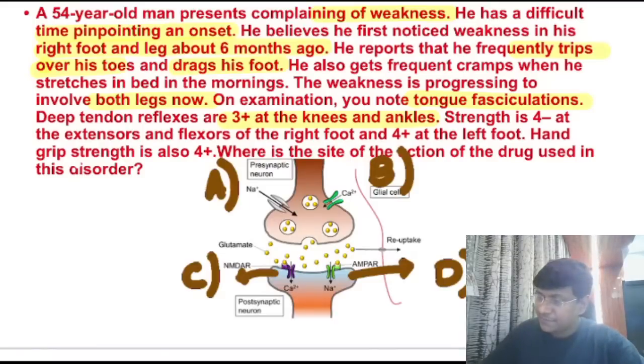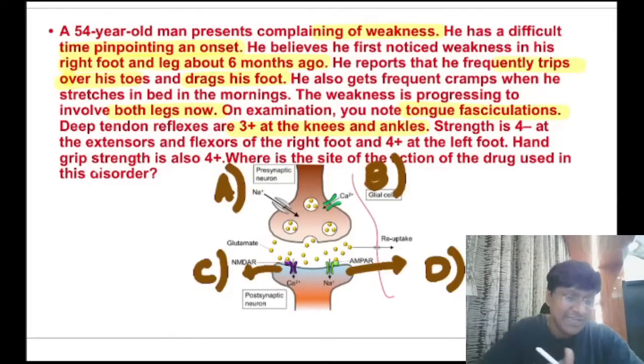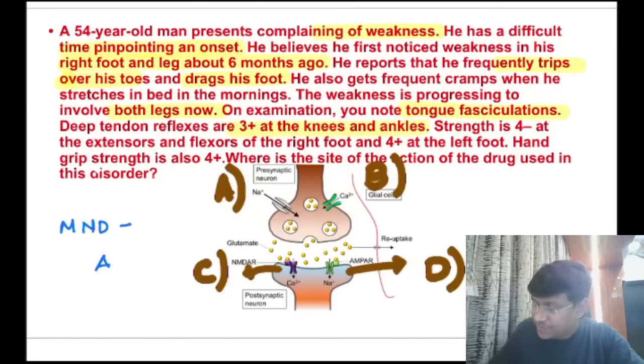Now, can anyone tell me first of all what is the diagnosis of this clinical scenario? It is not myasthenia gravis. Very good, Sushant. I'm very happy for you. So it is the motor neuron disease. And what type of motor neuron disease is this? It is amyotrophic lateral sclerosis.